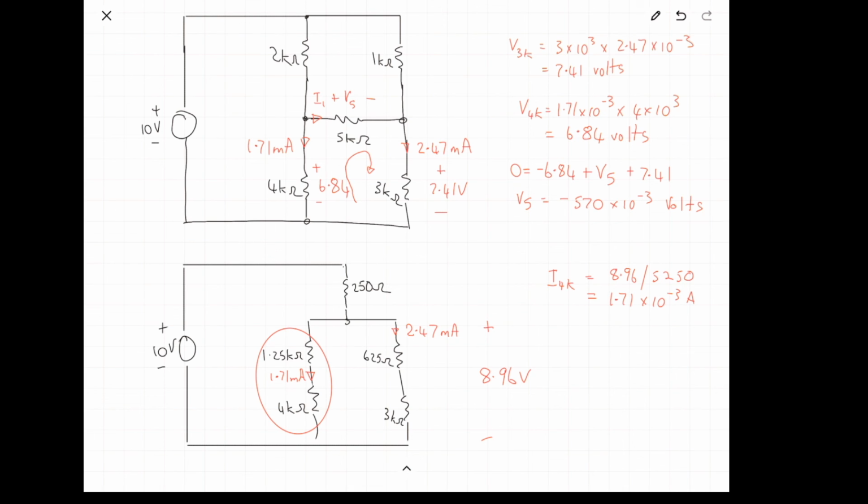So our value of I1, we can now calculate just using Ohm's law. Our current is our voltage divided by the 5,000 ohm resistor. So we have negative 570 times 10 to the minus 3 divided by 5 times 10 to the 3. And that gives us minus 114 microamps. And that's it. That's our final answer.